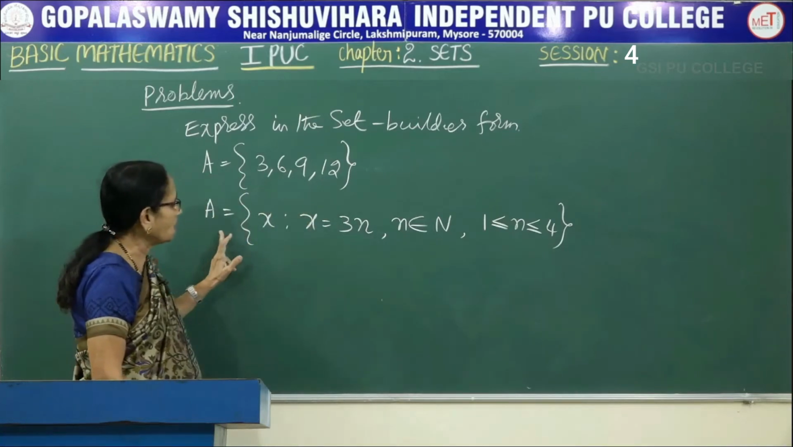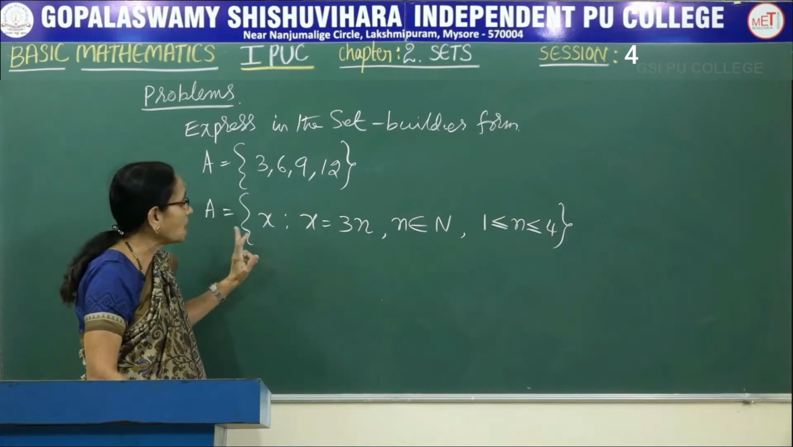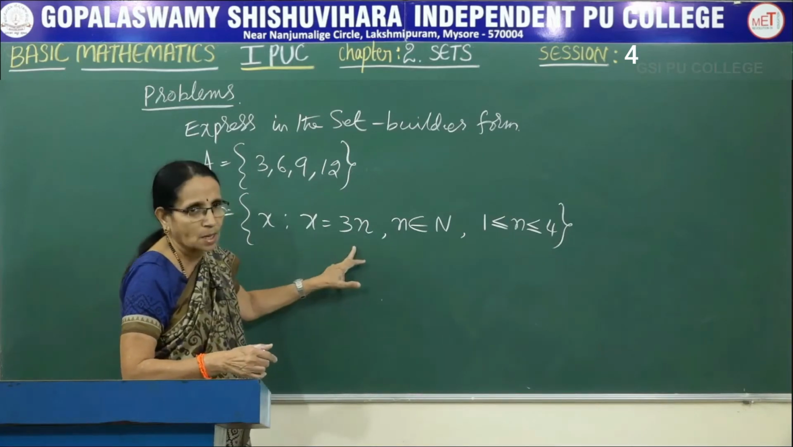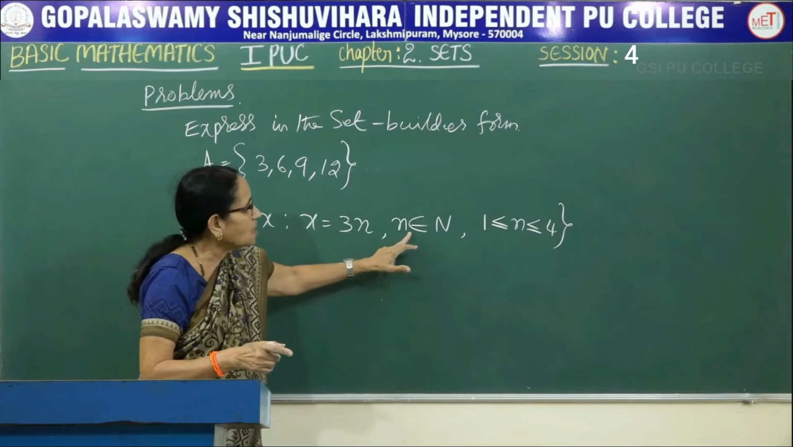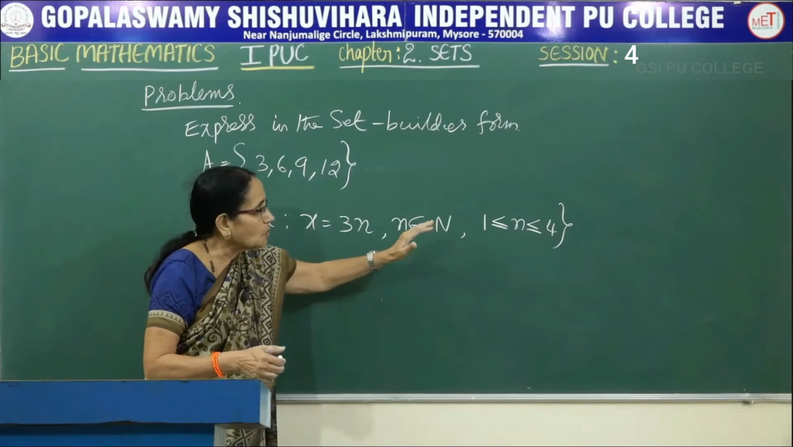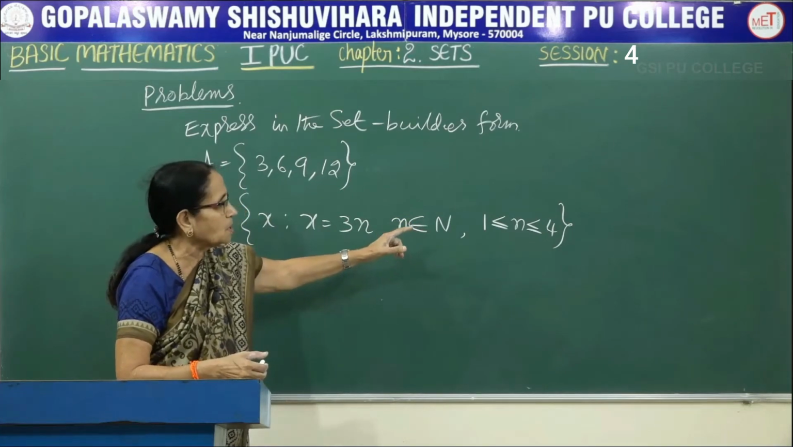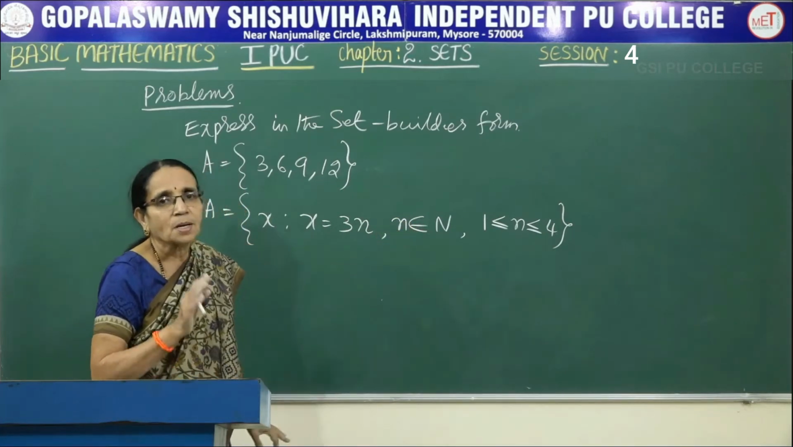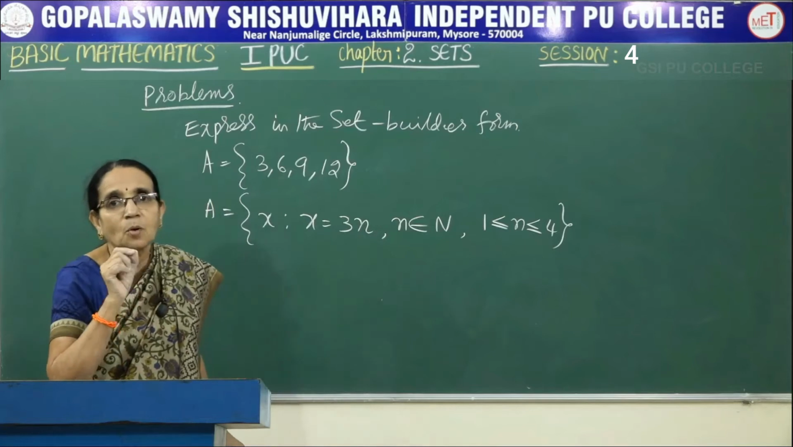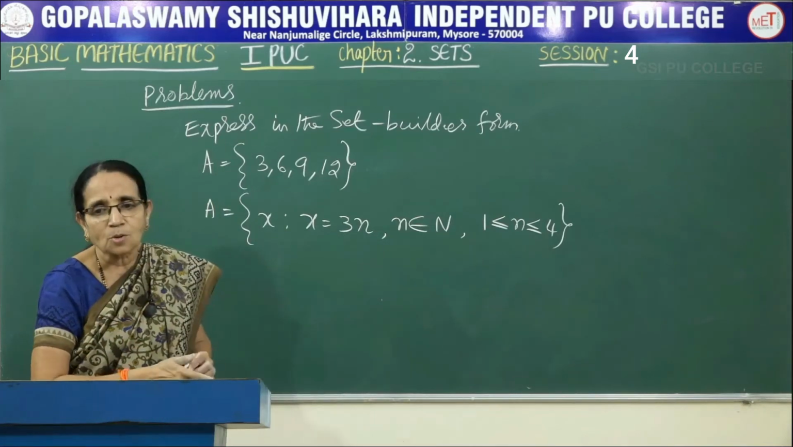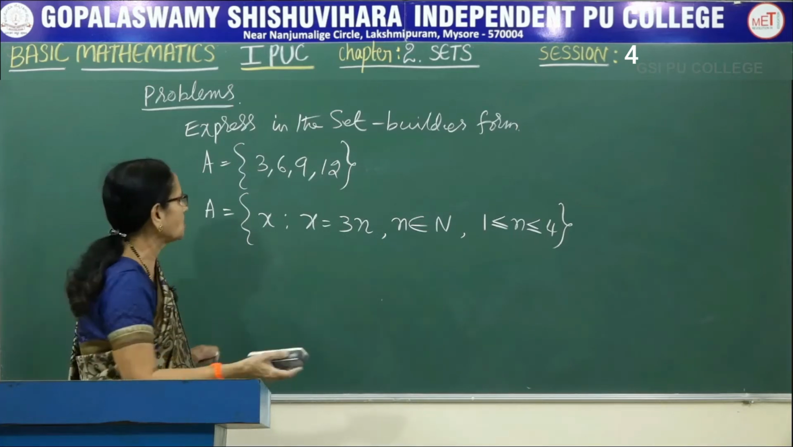So how do you read that? A contains all x such that x is equal to 3n. What is n? n is a natural number. And the values you can assign for n are 1 less than or equal to n less than or equal to 4. That is, n takes values between 1 and 4, 1 also it takes and 4 also it takes. So that would satisfy the condition here.